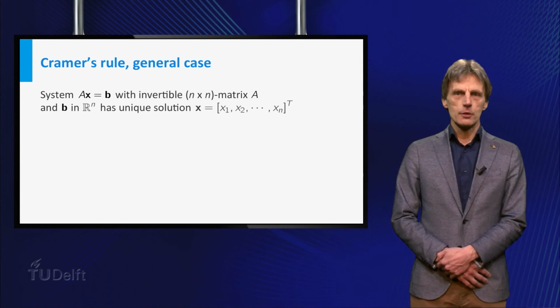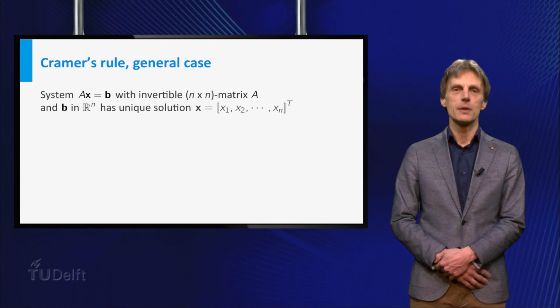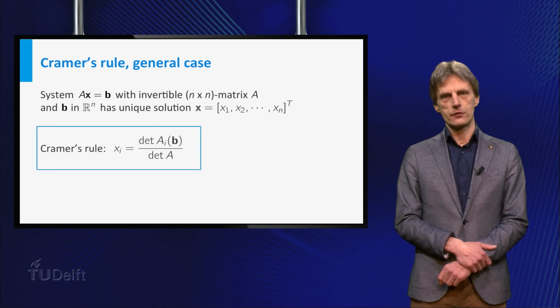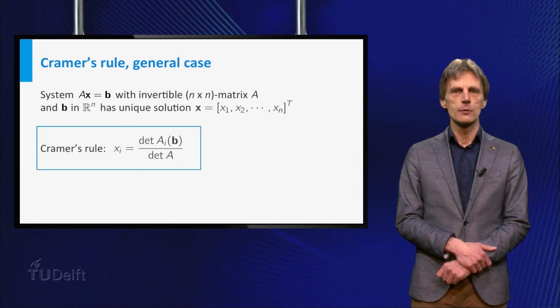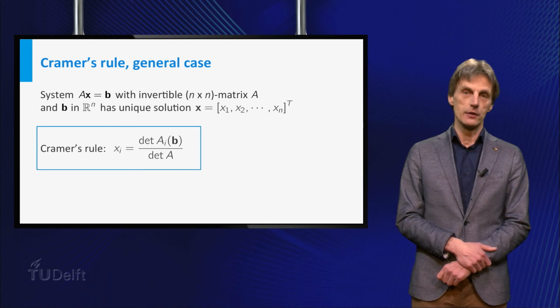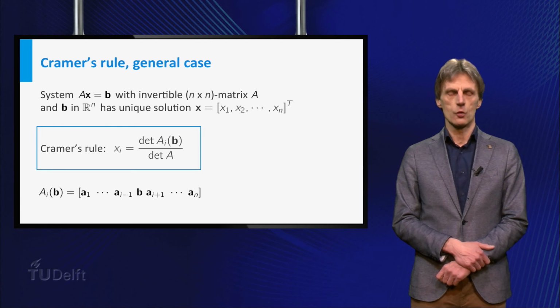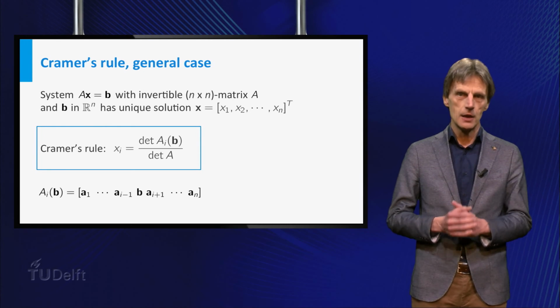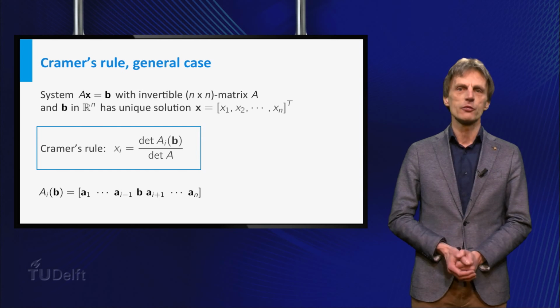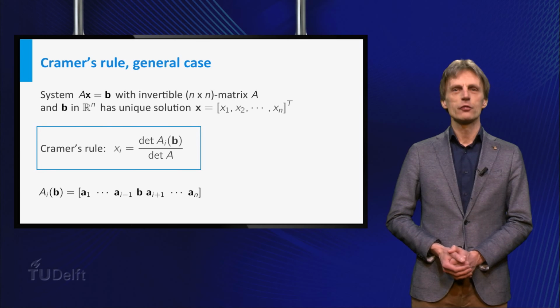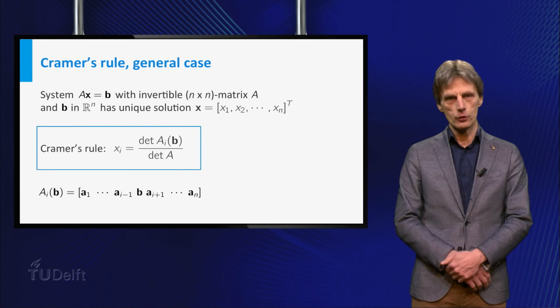Let A be an invertible n by n matrix. Then, for each vector b in Rn, the system A times x is equal to b has a unique solution x. Now, Cramer's rule states that xi is equal to the determinant of Ai(b) divided by the determinant of A, where Ai(b) is defined as the matrix which is obtained from the matrix A by replacing the ith column of A by the vector b. A proof of this formula for xi can be found in your book.